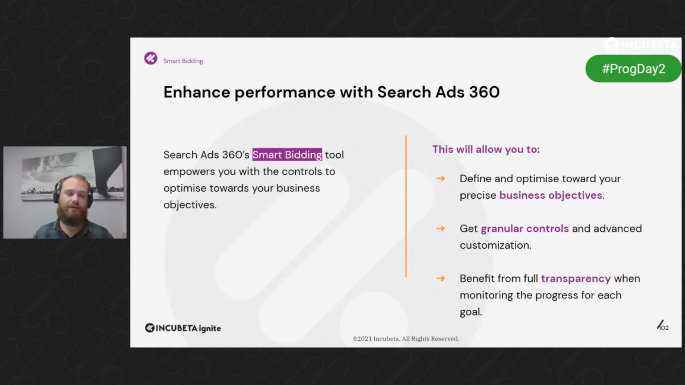It allows us to get more granular on our controls with optimization, so looking at really specific situations. And it allows us to benefit from full transparency and actually monitor the progress on each of those goals on a granular level within Search Ads 360.